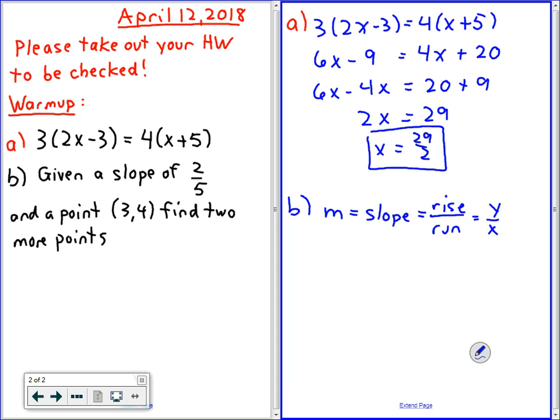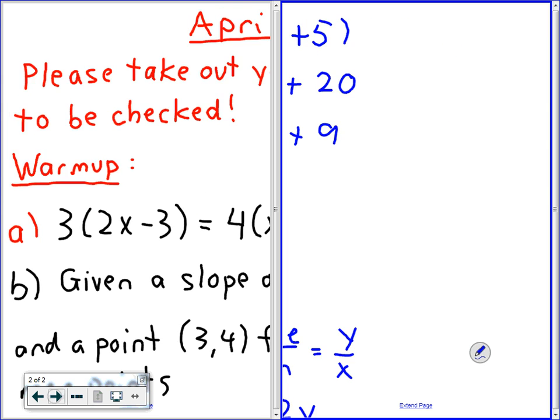Okay? So if you have a slope of 2/5, that means you're going to add 2 to your y, and you're going to add 5 to your x. So each point will be added 2 to your y and added 5 to your x, or the opposite, subtract 2 from your y and subtract 5 from your x. So there are actually an infinite number of points that work for this. So we're starting with (3, 4).